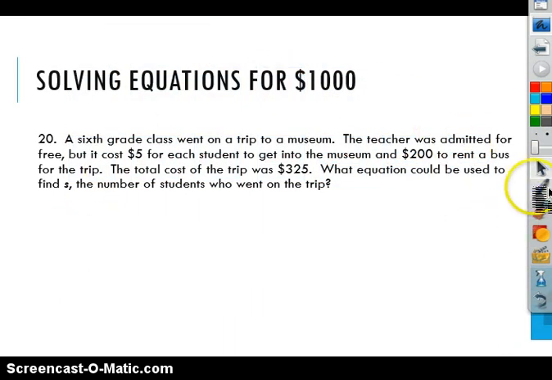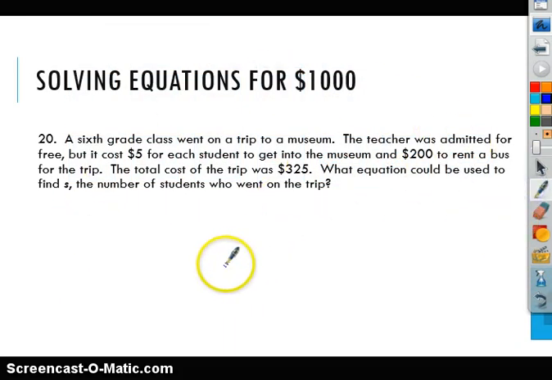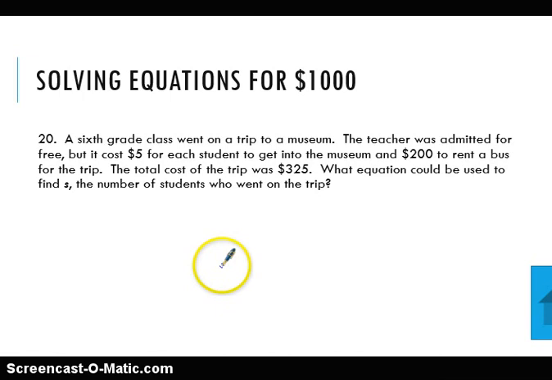Solving equations for 1,000. A sixth grade class went on a trip to a museum. The teacher was admitted for free, but it cost $5 for each student to get into the museum and $200 to rent a bus for the trip. The total cost of the trip was $325. What equation could be used to find the number of students who went on the trip?